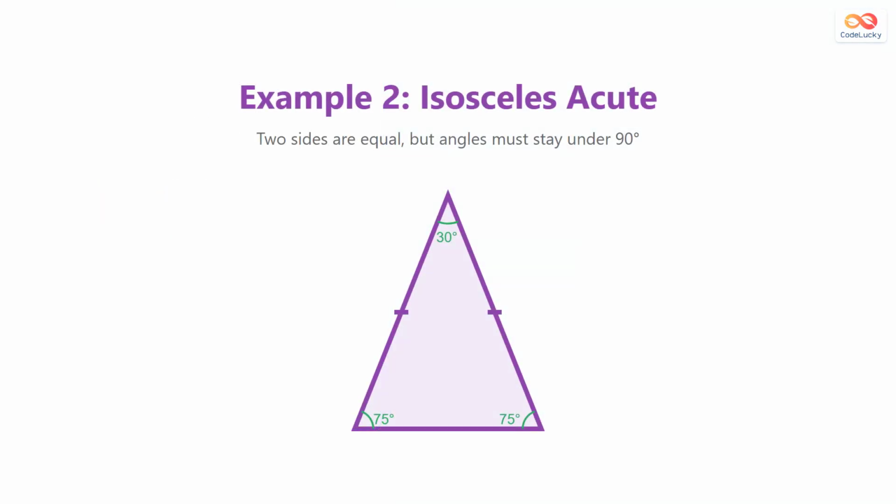Next, let's look at an isosceles triangle. This triangle has two equal sides. As long as the triangle is tall enough, all the angles will remain less than 90 degrees, making it an acute triangle as well.